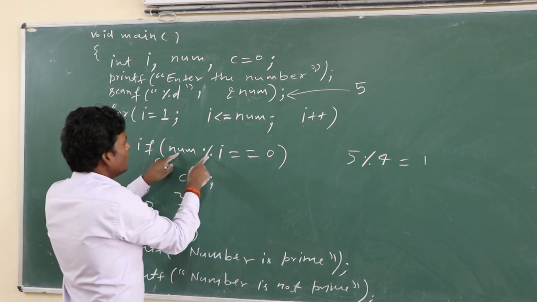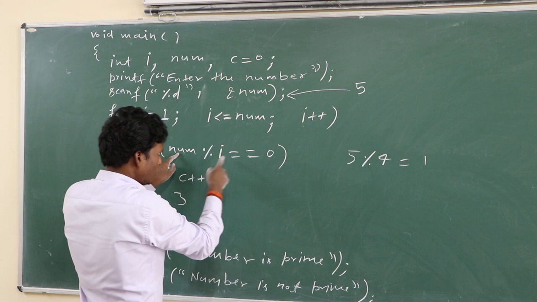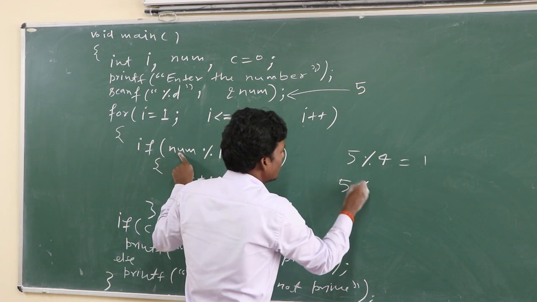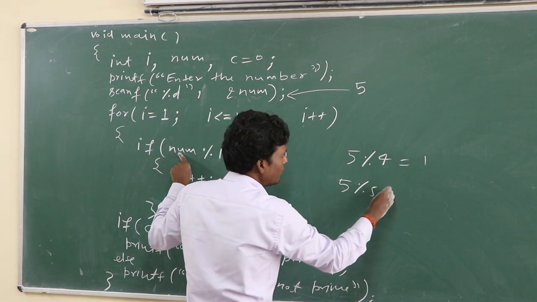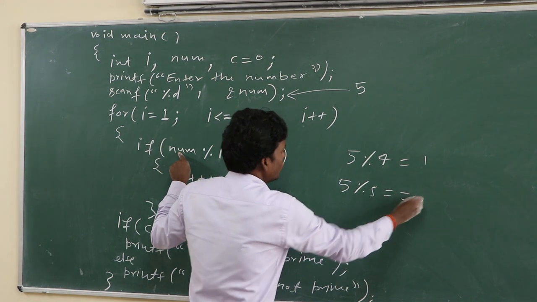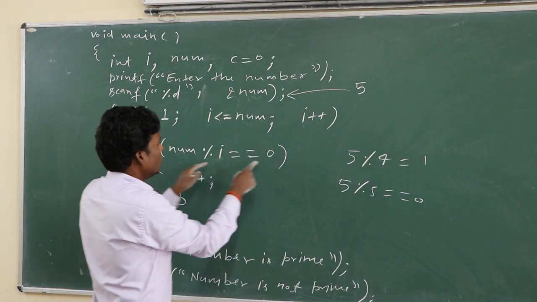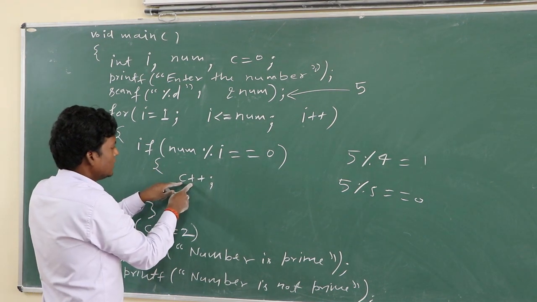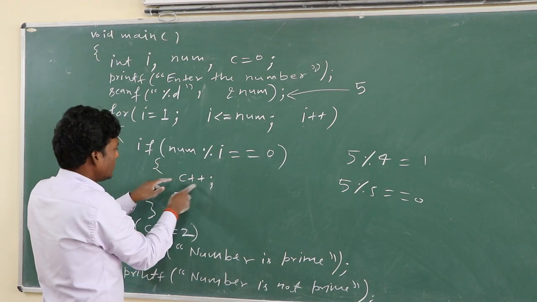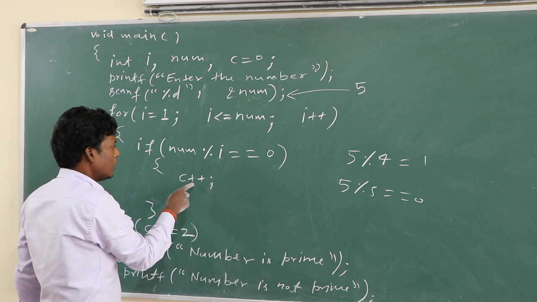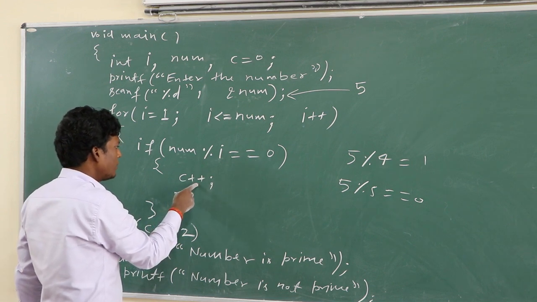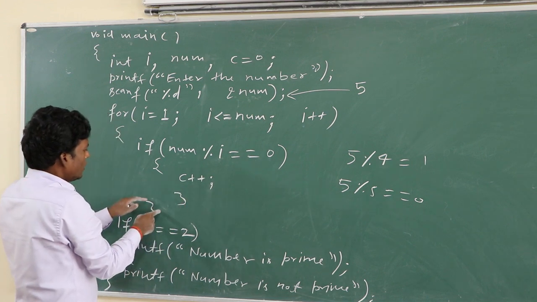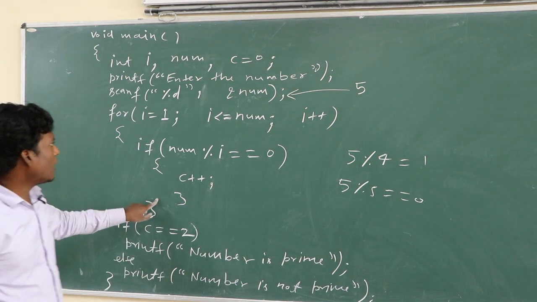Okay. 5 modulus 5, remainder 0, yes. This 5 divides this 5, so the remainder is 0. So this 0 equal to this 0 condition is true. In that scenario, c plus plus, control goes there. c had previous value 1, now it becomes 2. Okay. And i plus plus, value becomes 6.